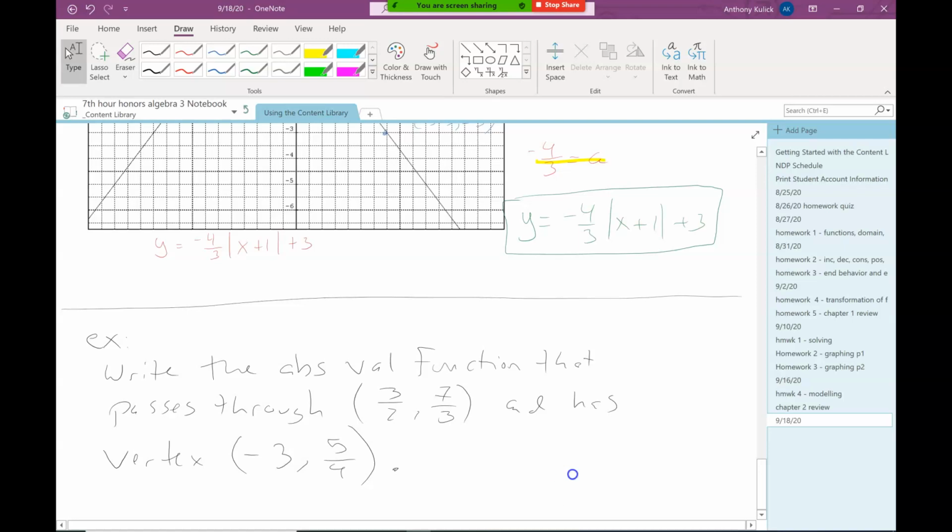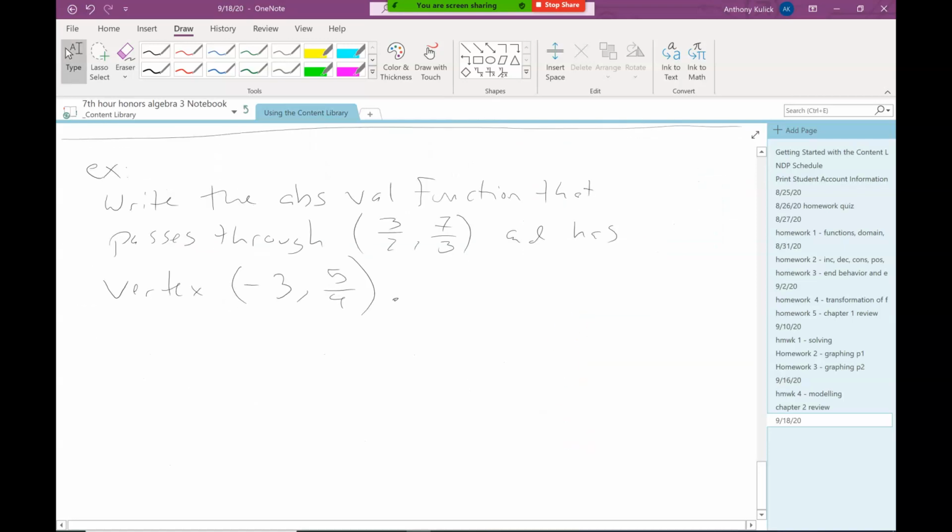Okay, so let's say we ask you to write the absolute value function that passes through the point 3/2, 7/3, and has the vertex -3, 5/4. Is this any different than the previous problem? No. What's the only irritating part about this example?